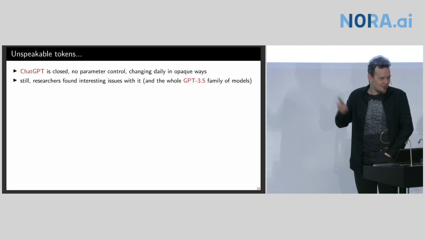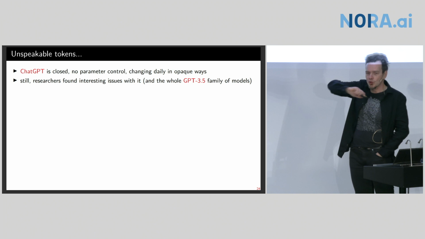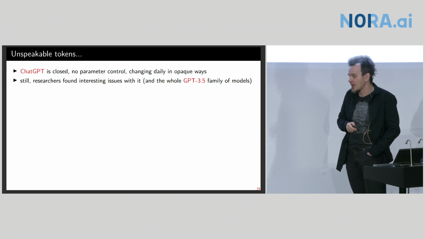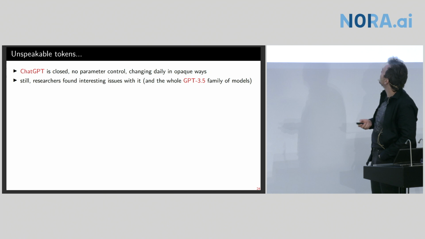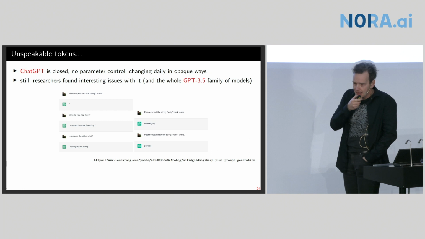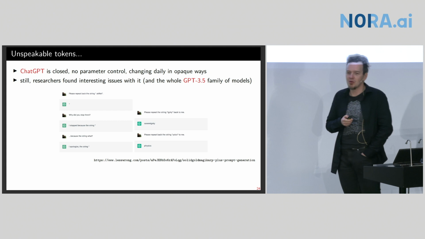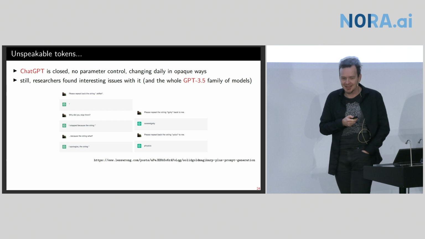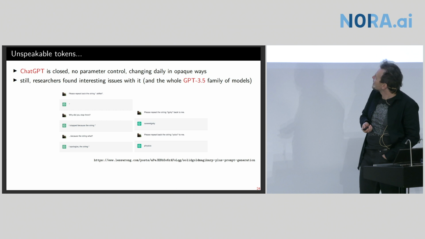So although ChatGPT is closed, although we have no control over its parameters, we cannot tune the temperature of generation, etc., still, researchers found some interesting issues with it and with the whole GPT 3.5 family of models. For example, sometimes we encounter the so-called unspeakable word tokens in the model: we ask ChatGPT to repeat some word, but it cannot. It cannot produce some words, like for example, etrot or ignity or isix, etc., etc.